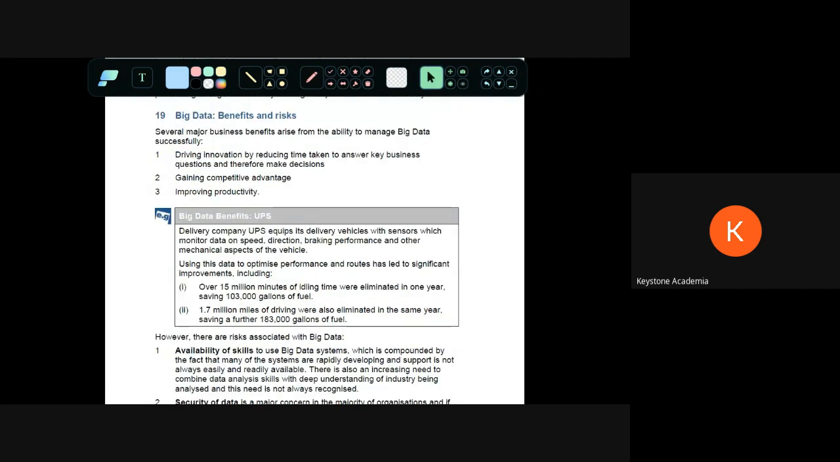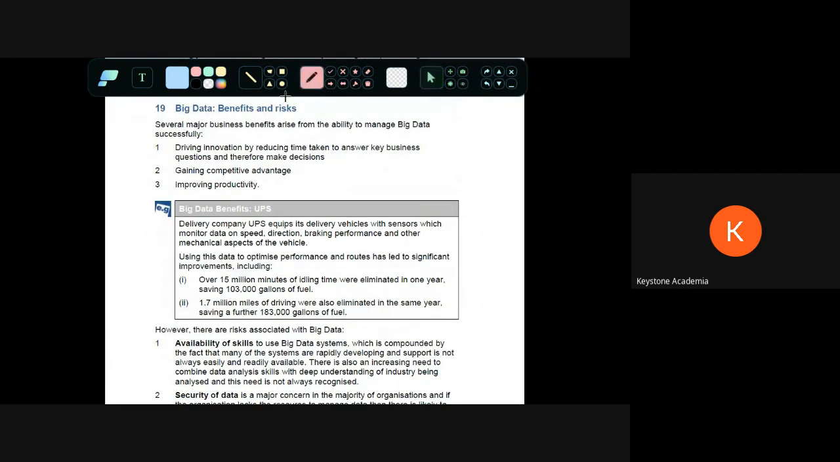Then we have benefits and risks behind this. So big benefits are there, like we can drive innovations by reducing the time taken to answer key business questions and make decisions, gain competitive advantage, because if we have a lot of data, we can predict so many things out of that. Improve productivity, we can analyze our own operations and understand where the non value adding activities are, where inefficiencies are, and finally improve the productivity.